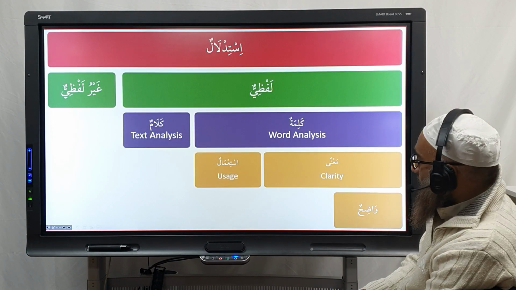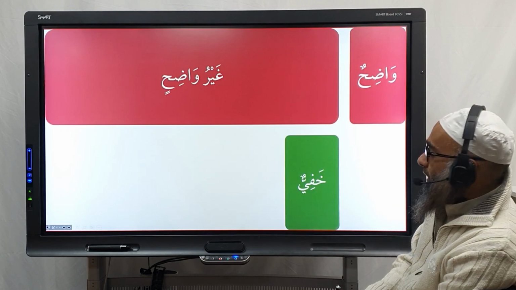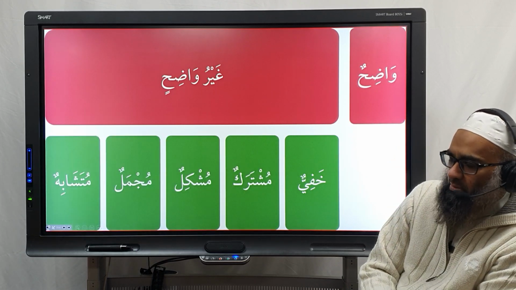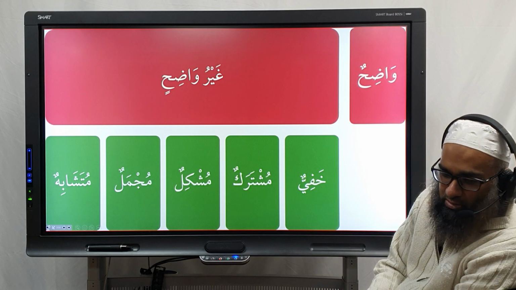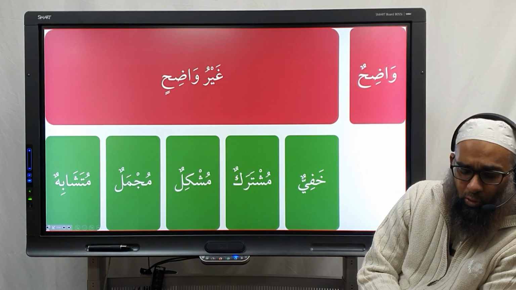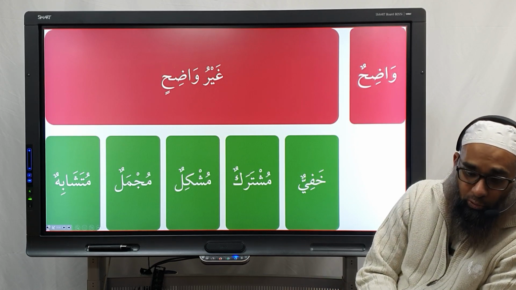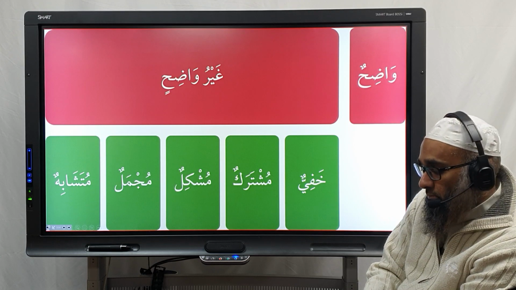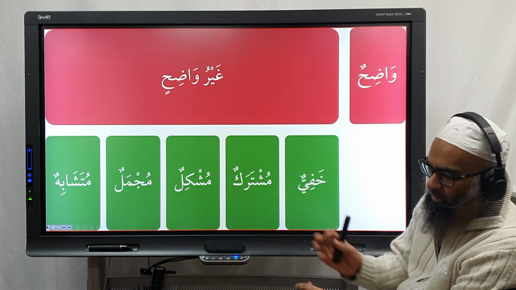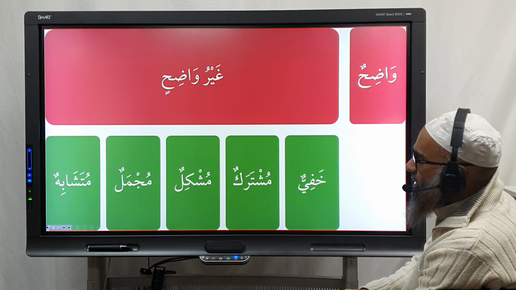Now we're moving on to ghair wadih. We've done the wadih, now moving on to the ghair wadih. Now in ghair wadih, what do we have? We have a few words: khafi, mushtarak, mushkil, mujmal, and mutashabih. We'll deal with each one of these individually, and it's not that difficult. It's lots of words, but as we go along. And I said before, I've laid this out in a way different to the normal books, just to make it as simple as possible. Just to introduce you to some terms. So when we do Usool al-Shashi, or Nur al-Anwar, or Mukhtasar Matn al-Matan, etc., you'll be familiar with them in advance. You're just dipping your feet in the water for now, so you get familiar with these words.